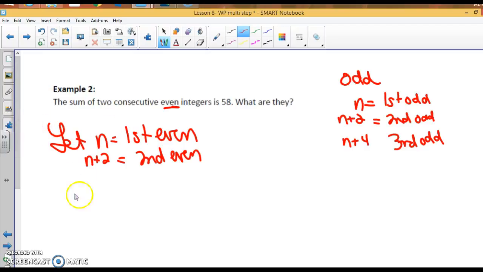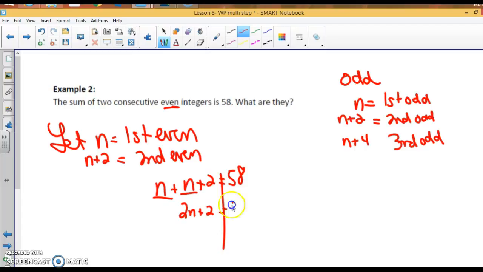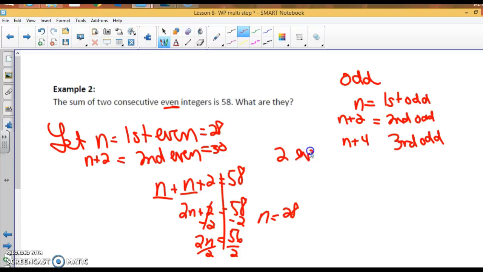So sum of 2 odds, or 2 evens is 58. So n plus n plus 2 equals 58. N plus n is 2n plus 2 is 58. Subtract 2 from both sides. 2n is 56. Divide by 2, n is 28. That already looks pretty good because it's an even answer, and we need an even. So 28 plus 2 is 30. So our 2 even integers are 28 and 30. And they do add up to 58, so we know we're right.